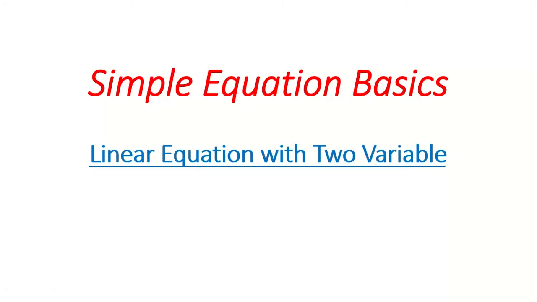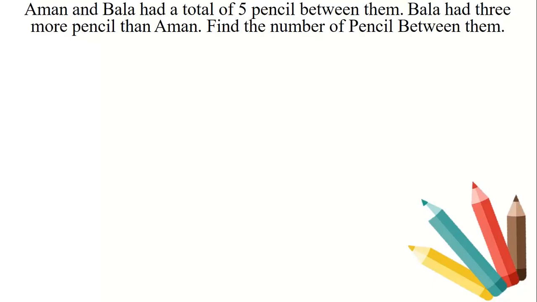So the first example reads like this. Aman and Bala had a total of 5 pencils between them. Bala had 3 more pencils than Aman. Find the number of pencils between them. So we have to make equations to solve this question.